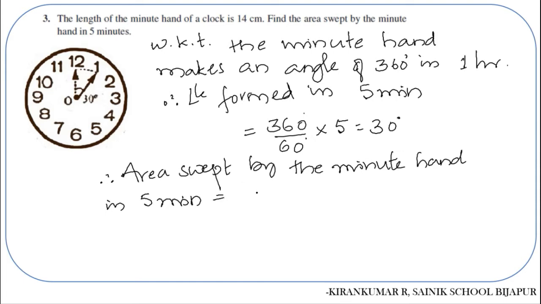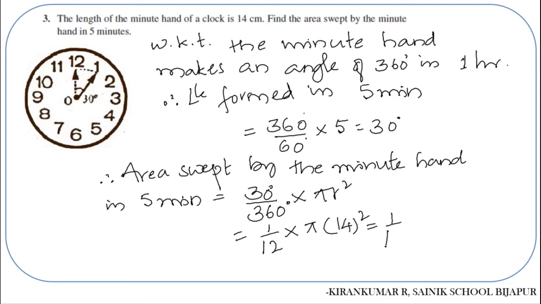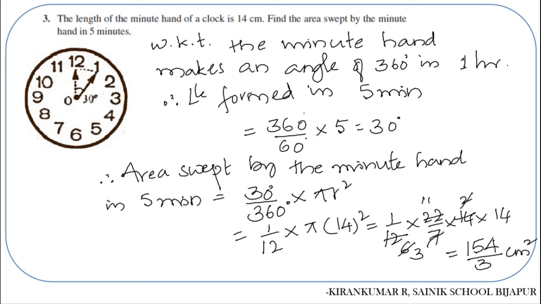will be equal to the angle formed, 30 degree upon 360 degree multiplied to pi r square. So 30 upon 360 will be 1 upon 12 multiplied to pi times 14 square. On further simplification, I'll take 22 upon 7 multiplied to 14 into 14. 7 2 times, 2 6 times, 2 3 times, 2 11 times. We'll be getting 154 upon 3 centimeter square.